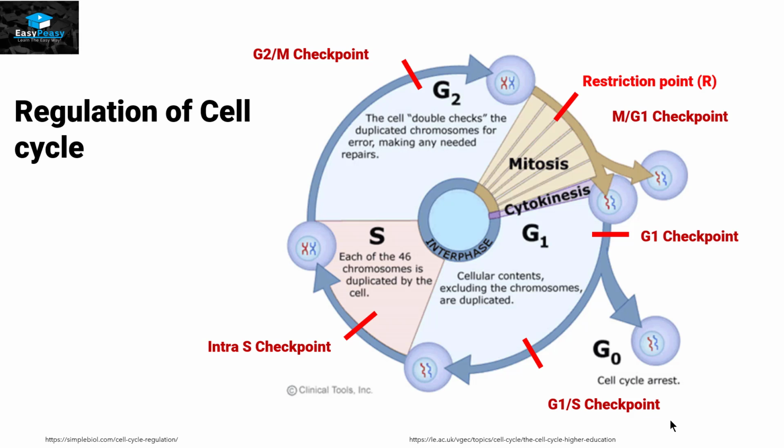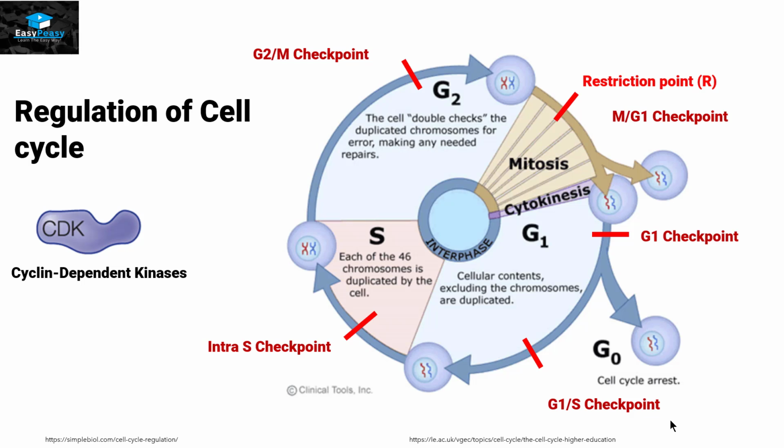Now this regulation is done by an enzyme, the Cyclin-Dependent Kinase, or CDK. When you hear the word kinase, it means an enzyme that attaches a phosphate group onto its substrate. And it is cyclin dependent. It means that a protein named cyclin attaches itself to this enzyme in order to activate it.